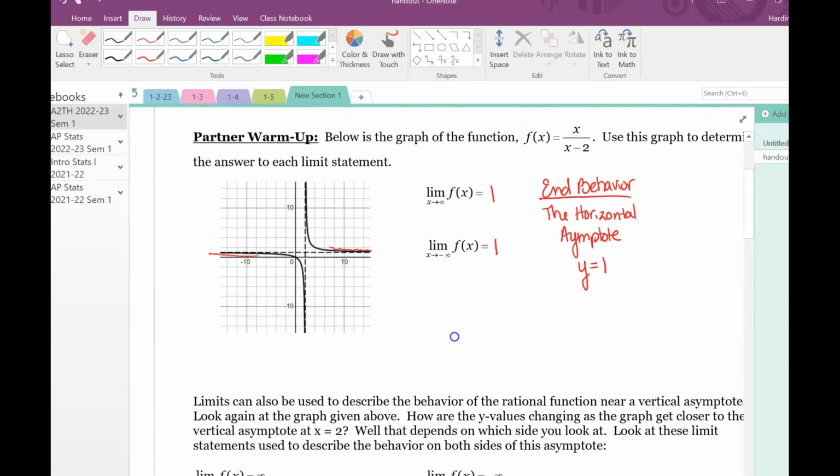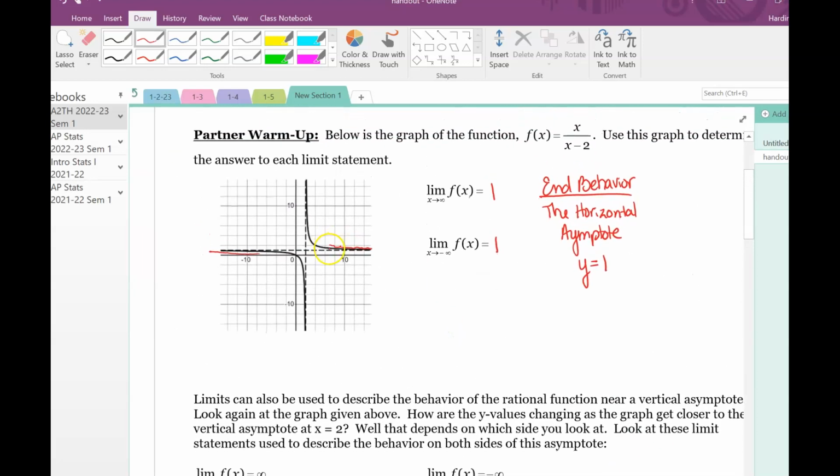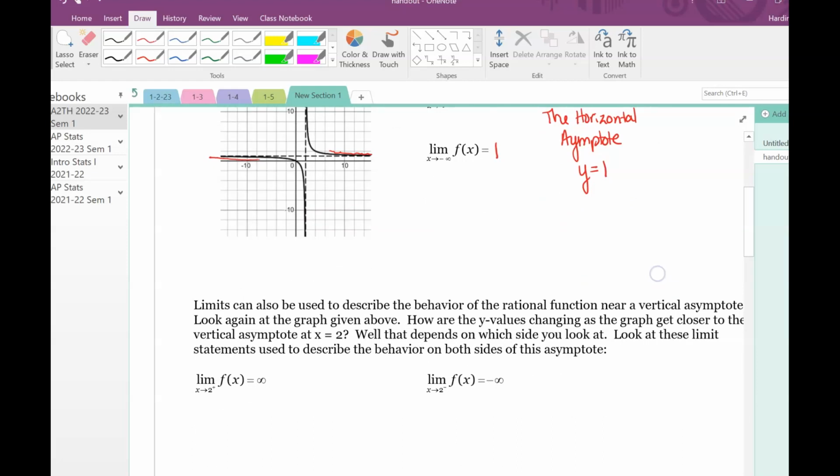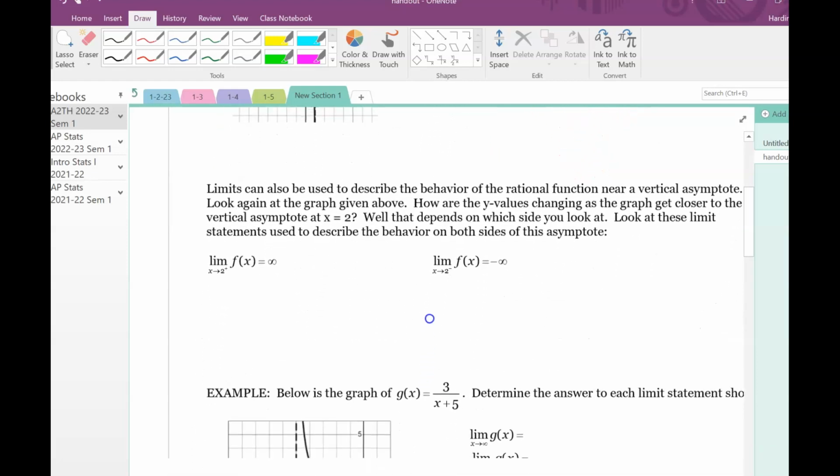All right, well, we've talked about this, that the graph either goes up or goes down directly next to a vertical asymptote. So really, what is the graph doing? Well, it depends. Which side are you looking at? Are you looking at the right side or are you looking at the left side? So we have to have some notation to explain that.